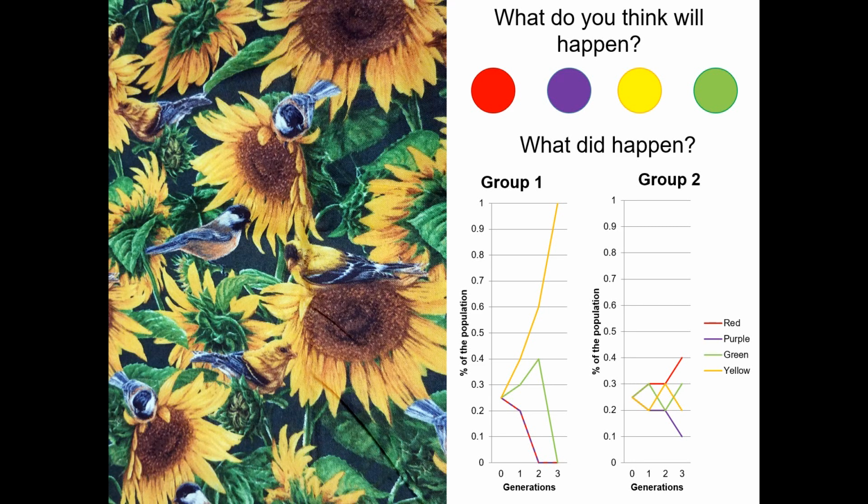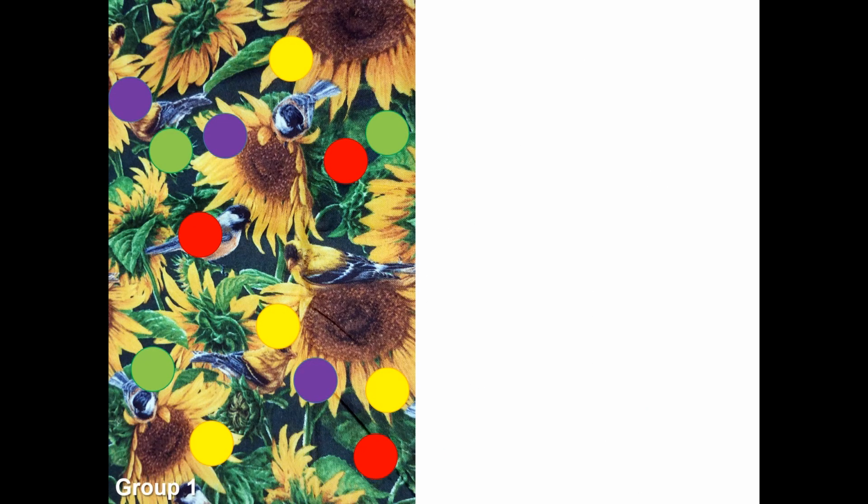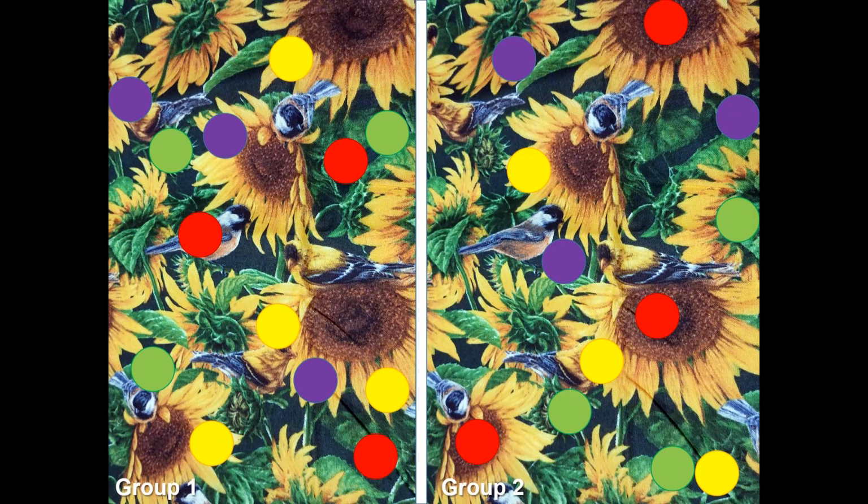Well, let's think about two scenarios. In the first scenario, individuals in this population fall into these places. Individuals that are red and purple happen to stand out quite dramatically. However, if instead the red individuals happen to fall where the sunflower cores are, they might have a better chance of hiding. So where individuals are in their environment when a predator reaches them is going to determine whether or not their color is advantageous. This introduces quite a bit of chance into this scenario.